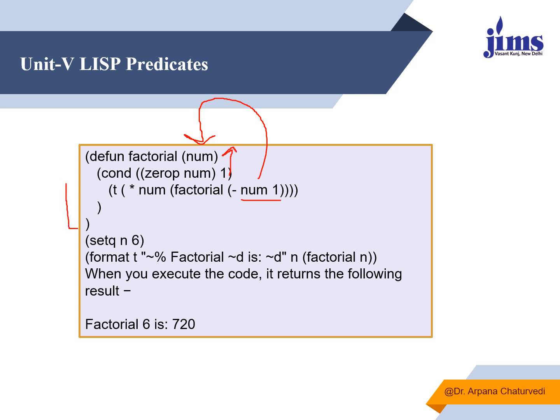Here we have closed the function definition. Now I am setting the value of n as 6, and after that, while displaying, I am calling the function. This is a format function which will display the output. In this, tilde percentage will make a new line appear. Factorial will get printed as it is. This tilde d will get replaced by n. D means digit, and then is will be displayed, and then again d will get replaced by the return value of factorial n. Now when we execute the code, we get this output: factorial 6 is 720.